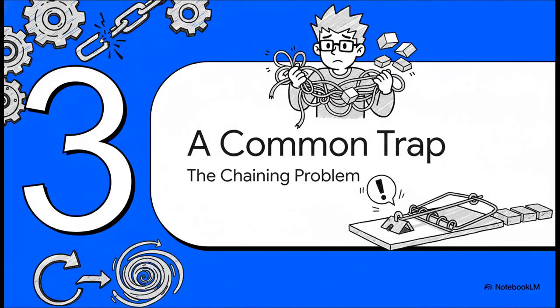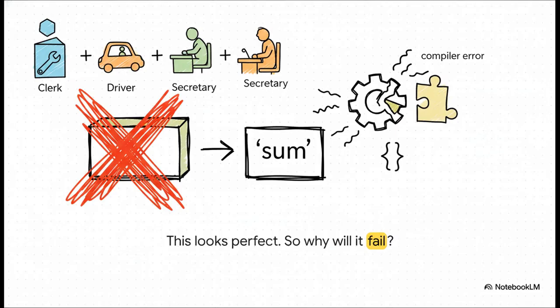All right, let's talk about a classic trap. This is something that gets almost everybody when they first start using this technique. It's a subtle but super frustrating problem that pops up when you try to chain operations together. It's a real gotcha moment. I mean, just look at this line of code. It seems totally logical, right? We want to add up the salaries of a clerk, a driver, and a secretary. It's clean, it's readable, and it's going to fail. The compiler's going to throw an error.